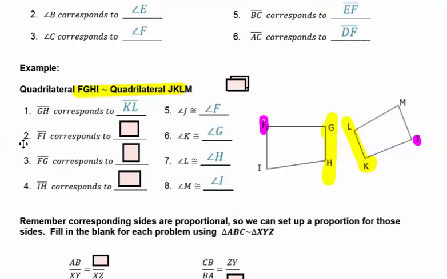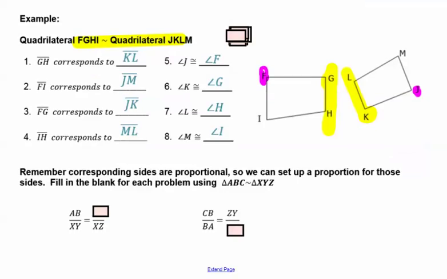Okay? Next, they say FI. So F and then I, the first one and then the last one. That's going to match with JM. Okay? Next, they say FG. Who would FG match with? JK. Right? So FG goes with JK. And then last, if they say IH, we would say ML. Perfect. All right, so again, if they ever give you a similarity statement, ignore whatever picture they give you. Don't even use that picture. All right, moving on.